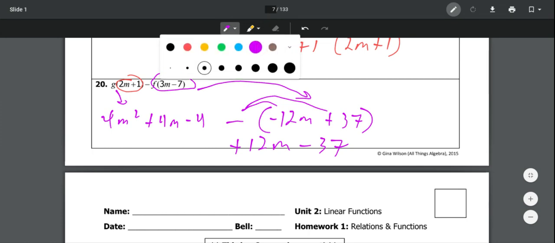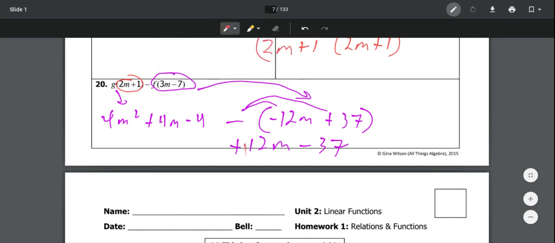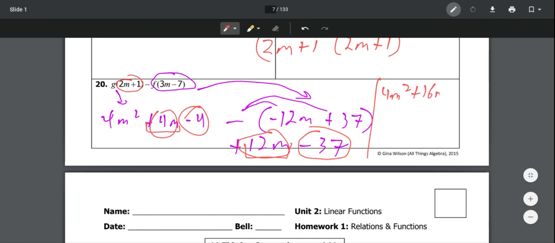So now all I have to do is combine like terms. So I've got a 12m here, I've got a 4m, I can combine those. And then I've got this minus 37, this minus 4, and I can combine those. So all of that combined will give me 4m squared. 12m plus 4m is plus 16m. And then negative 4 minus 37 would be minus 41. So that would be my complete answer.